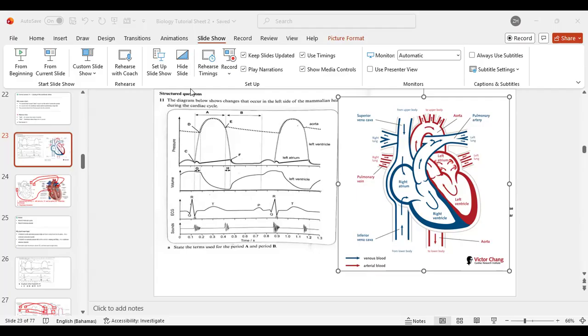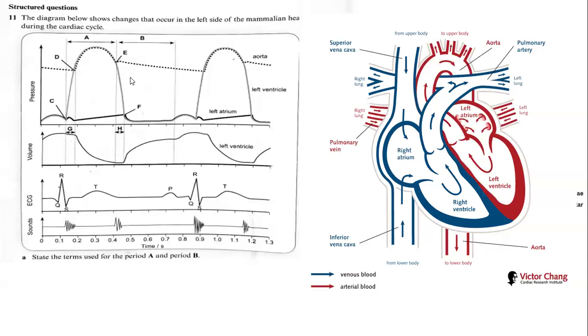So let's go ahead and label this part of the diagram. What is A, what is B, what is C, and all that, right? The question says, state the terms used for period A and for period B. What do we call period A? What do we call period B?